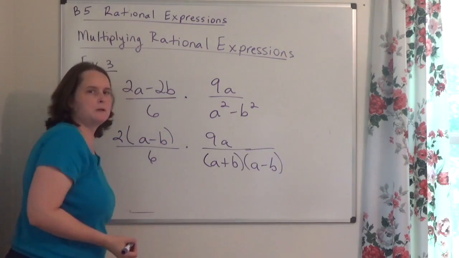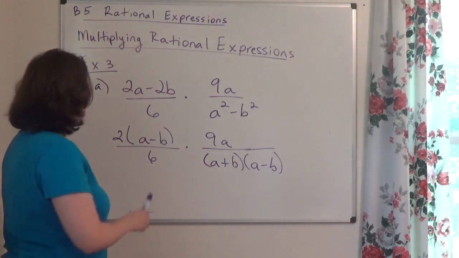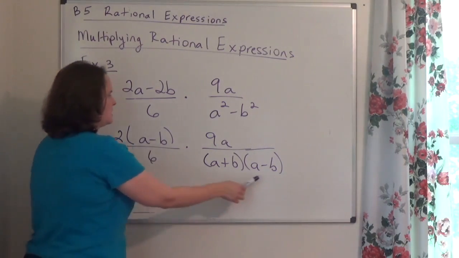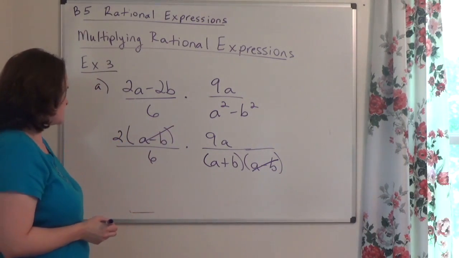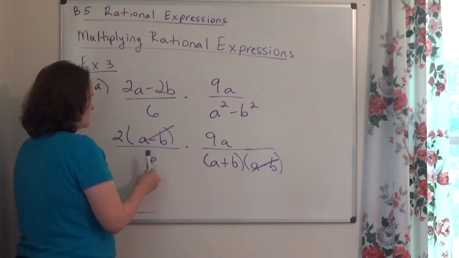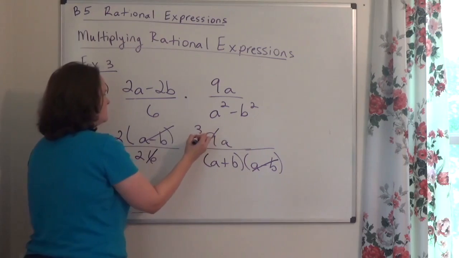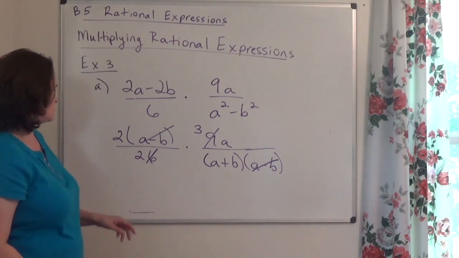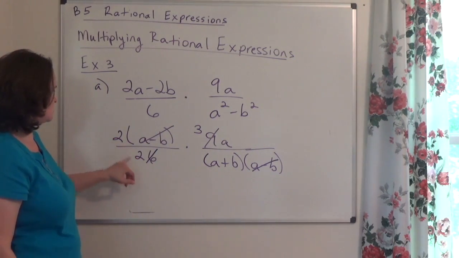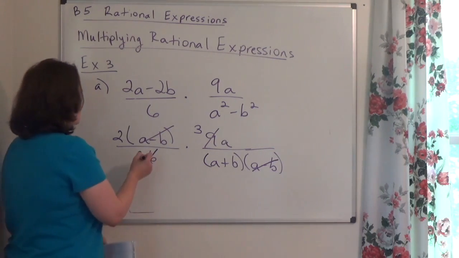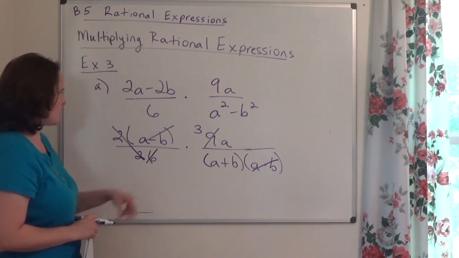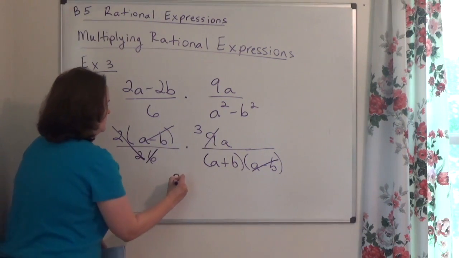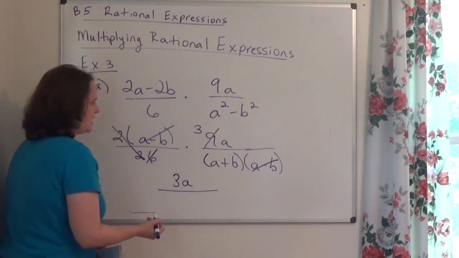Before we try to multiply, let's see if we have any common factors crossways. So a minus b and a minus b, we can reduce those. 6 and 9 we can reduce by a factor of 3. 3 goes into 6 twice. 3 goes into 9 3 times. And you'll also notice that we've got 2 divided by 2 now, which is just 1, so that can be reduced as well. So what are we left with? In our numerator, we have 3a. In our denominator, we have a plus b.